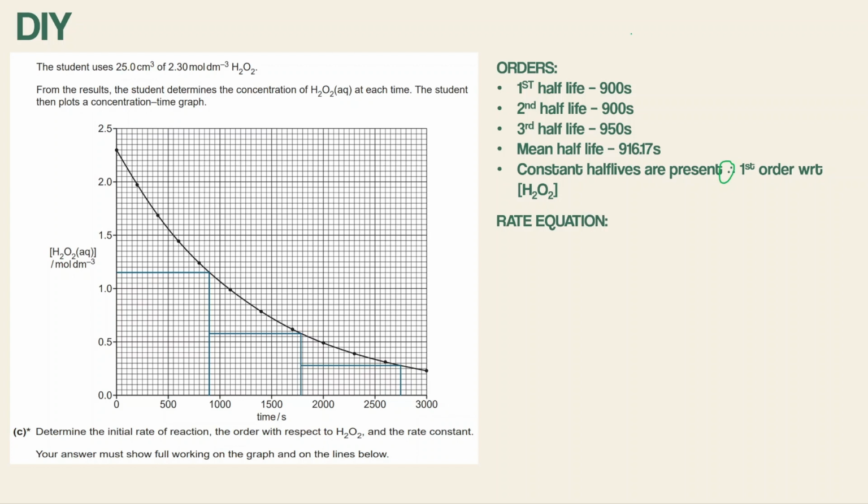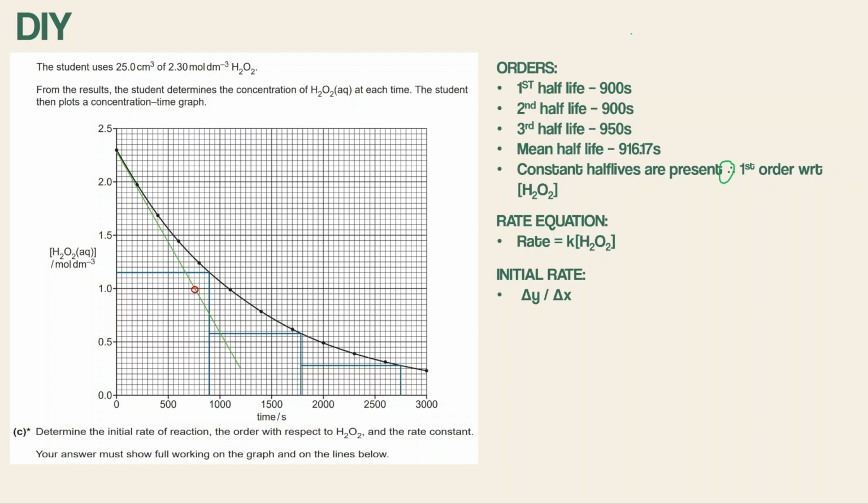Now we're going to do the rate equation. We already know it's first order with respect to hydrogen peroxide. So rate equals rate constant multiplied by the concentration of hydrogen peroxide. Now we're going to work out the initial rate, because we need the initial rate to work out the rate constant. So, change in y over change in x. Here's my tangent line. I've used that coordinate.